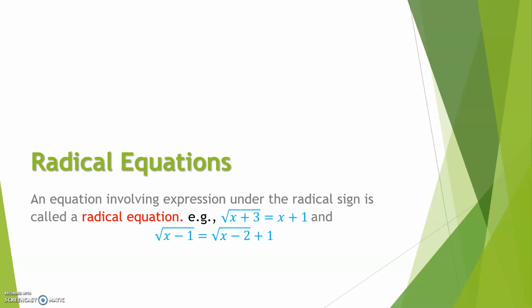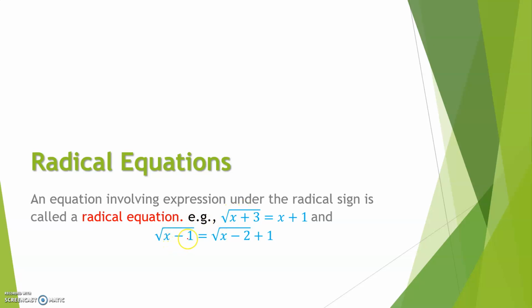Example given, square root of x plus 3 is equal to x plus 1 and square root of x minus 1 is equal to square root of x minus 2 plus 1. These are radical equations. Here students, you can notice that the expression x plus 3 is under the radical sign. So here this square root sign is called radical sign. So this is a radical equation.